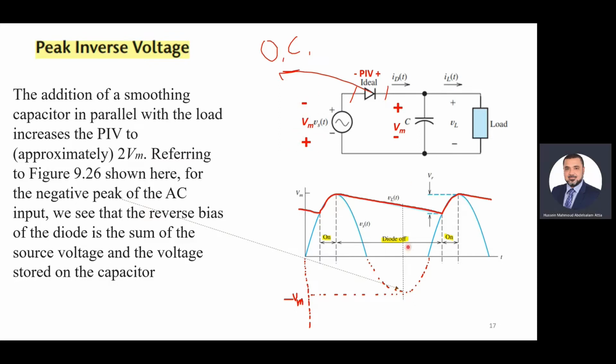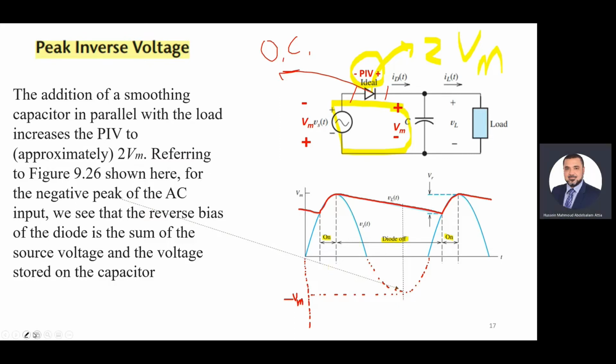Now I am at this time. Look here, look at this line. I am here, when the input is negative V maximum and the voltage across the capacitor is V maximum. What is the peak inverse voltage in this case? Simply the peak inverse voltage, the voltage across the diode when the diode is open circuit, is twice V maximum. Just take KVL in this loop and find the voltage VIV. VIV will be simply 2V maximum. This is called the peak inverse voltage.